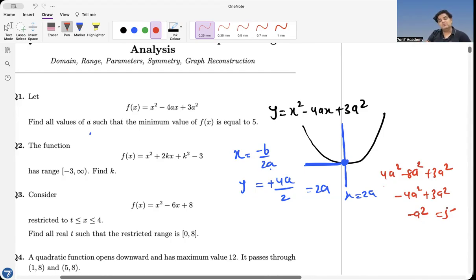For this situation, you won't find any real solutions. That means the minimum cannot be 5. So you can write here, minimum cannot be 5.